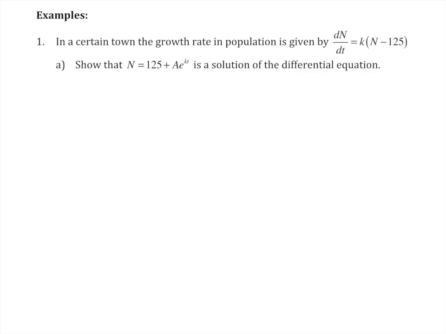In a certain town, the growth rate in population is given by dN/dt equals k(N minus 125). Show that N equals 125 plus Ae^(kt). We've got to show that's a solution. Well, if we're showing that's a solution, we're taking this part here and differentiating it. So let's differentiate it. The derivative of N is dN/dt. The derivative of 125 drops out. The derivative of Ae^(kt), the derivative of the power is k, multiplied by the question.